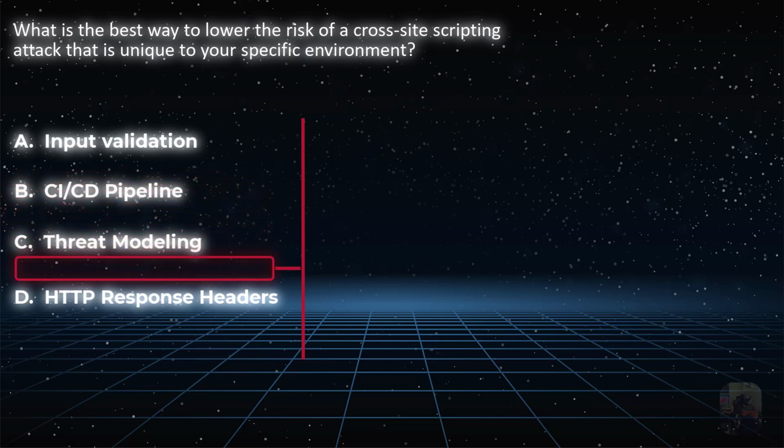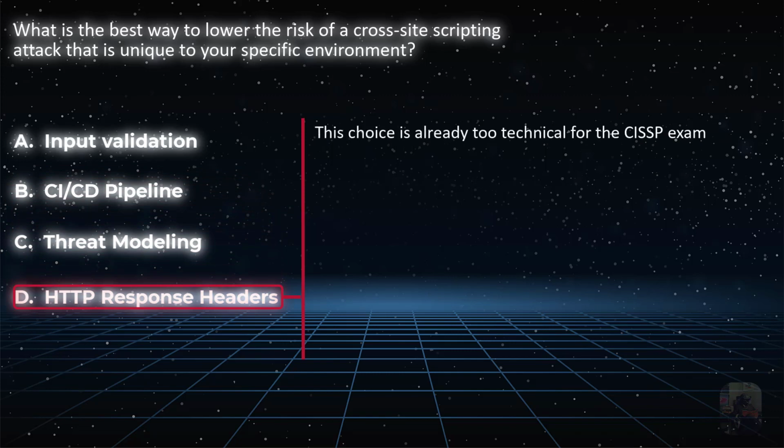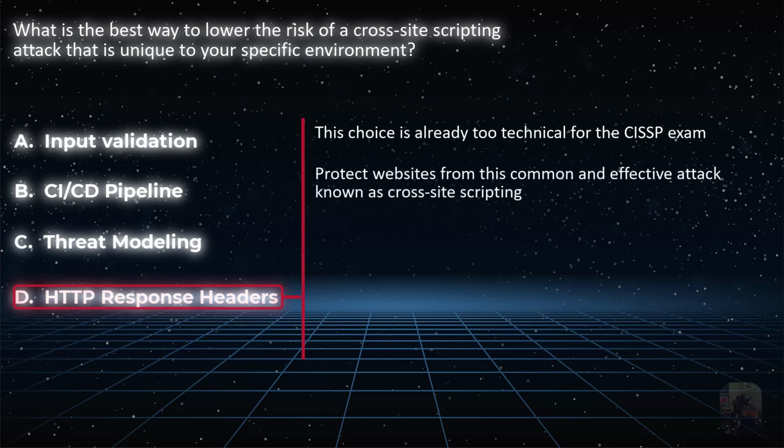For choice D, an easy way to eliminate this choice is that it's already too technical for the CISSP exam. While you are expected to know the details of cross-site scripting attacks, you don't have to dig in too deep on HTTP response headers. For cross-site scripting, attackers will inject malicious code into an HTTP request. Having HTTP response headers that have cross-site scripting protection stops browsers from loading this harmful code. HTTP response headers protect websites from this common and effective attack known as cross-site scripting. Make sure to know the details of cross-site scripting and cross-site request forgery for the CISSP exam.